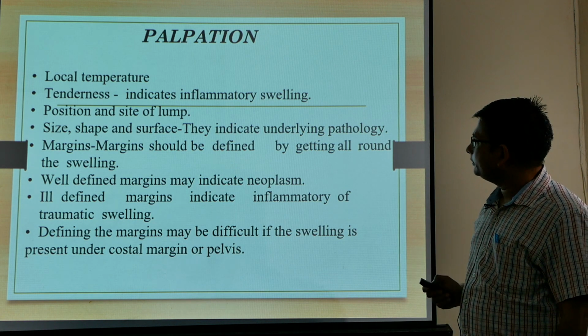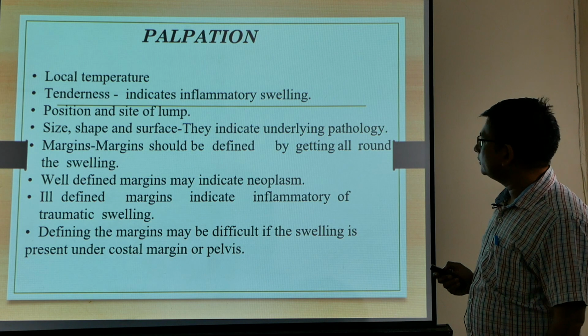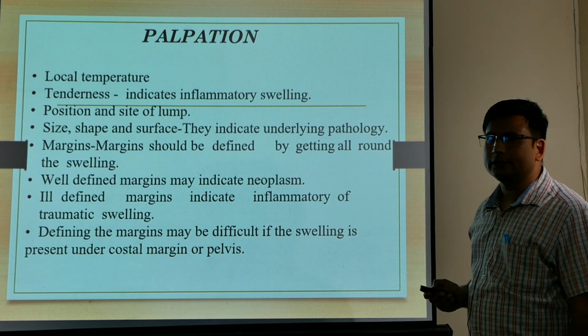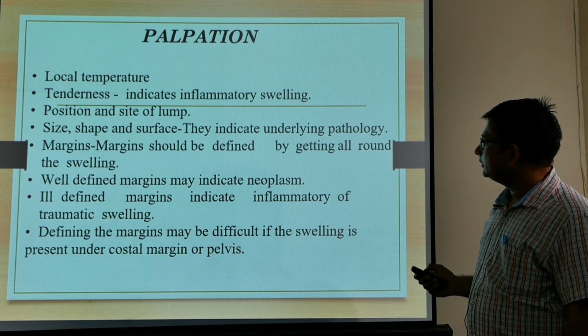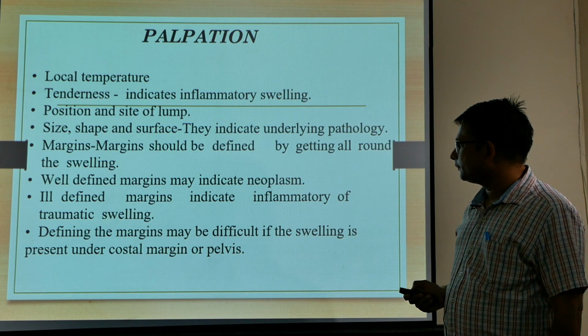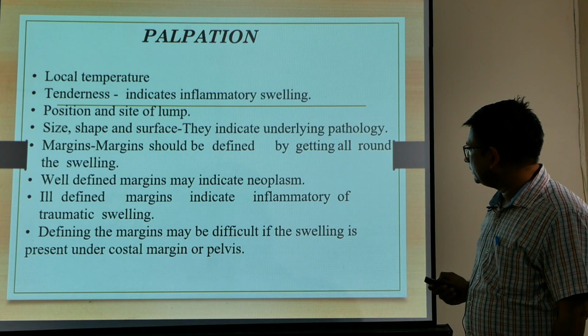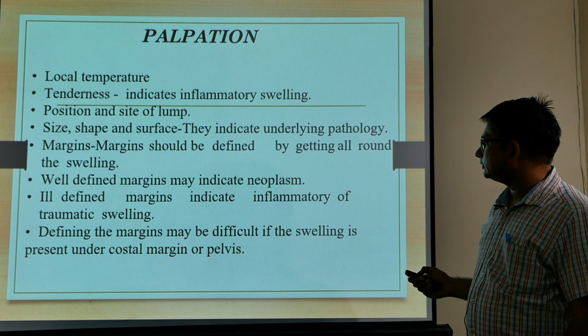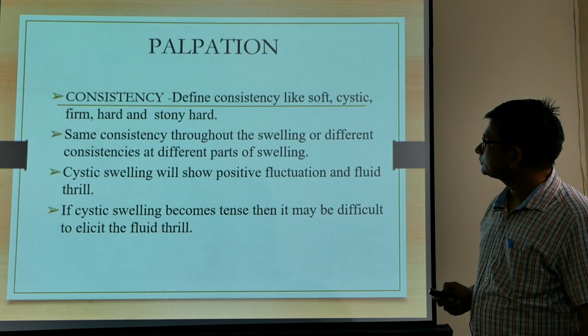Then margins of the lump. Margins should be defined by getting all around the swelling. Well defined margins indicate a neoplasm, whereas inflammatory swellings will have ill defined margins. Defining the margins may be difficult if the swelling is present under the costal margins or the pelvis.